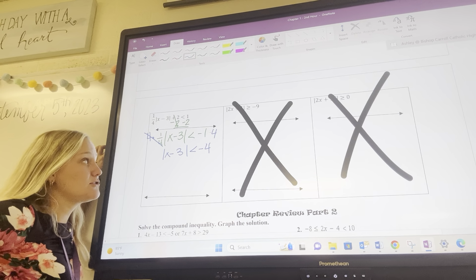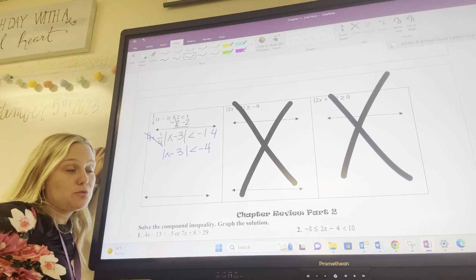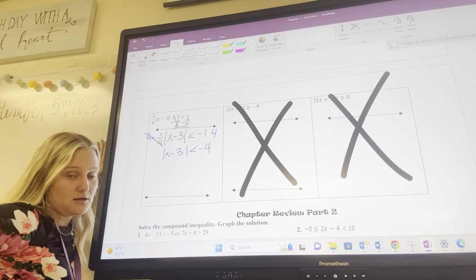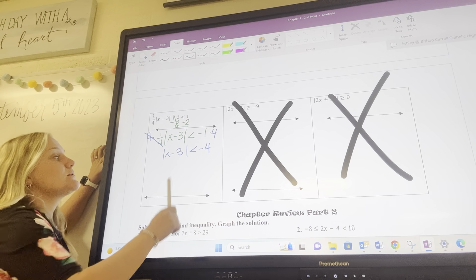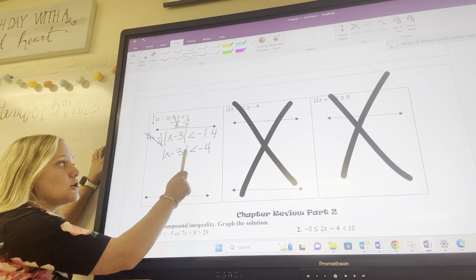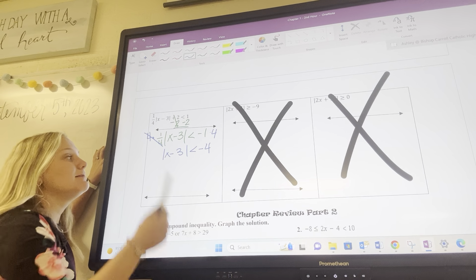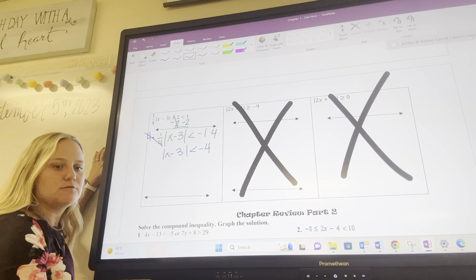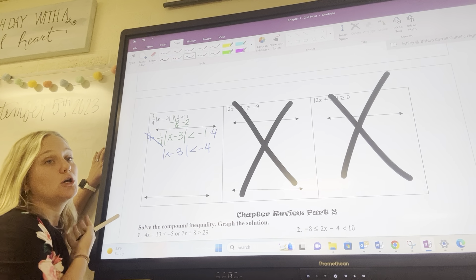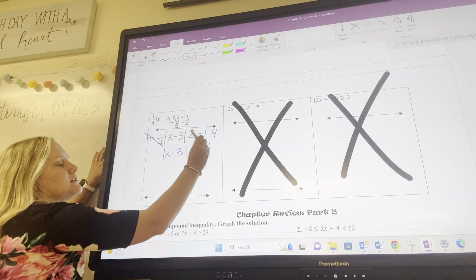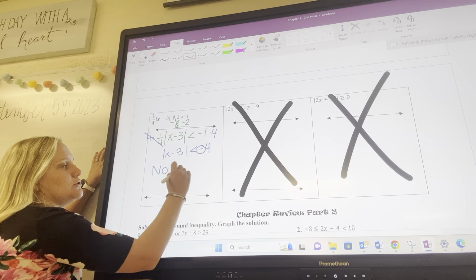Hopefully you remember from yesterday, absolute value can never be negative, right? Because the distance is always positive. So is it possible that the absolute value of something could be less than a negative number? No. It cannot be less than a negative number because it can't be negative. And the only numbers that are less than negative numbers are more negative numbers. So since this is negative, it has to be no solution.